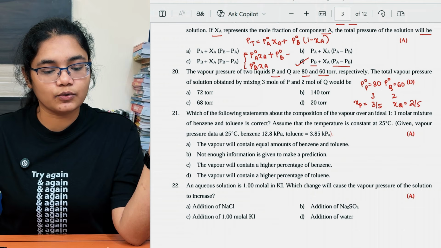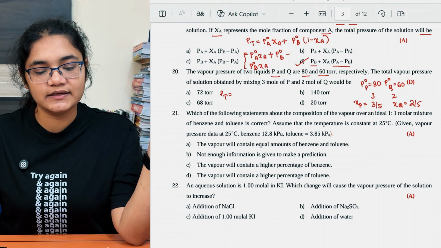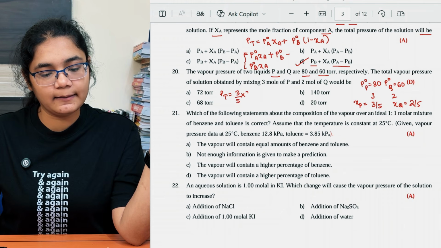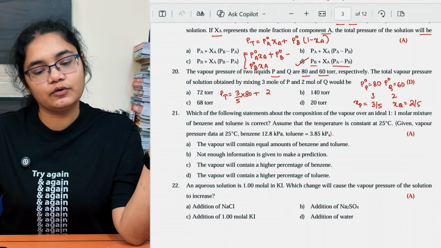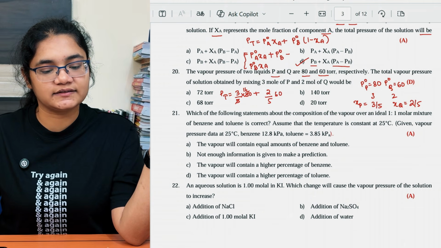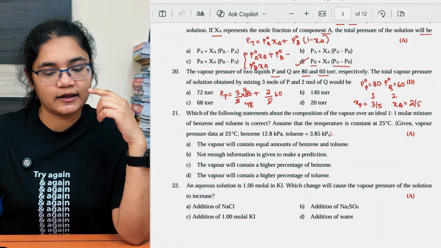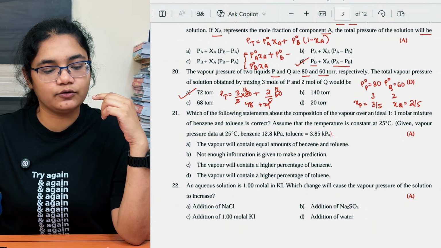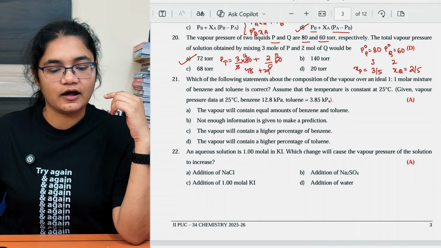So then what is the total pressure here? Total pressure is 3 by 5 of 80 plus 2 by 5 of 60. If I solve this, I'll get 5 16s are 48 here, and here I'll get 24, right? So it will be around 72. So option number A is the correct answer.